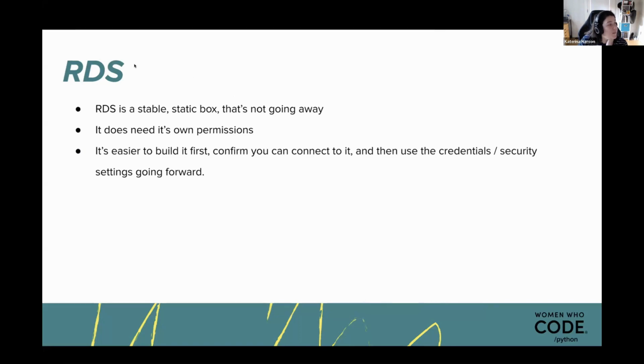RDS is the database. It's a stable static box. It's not going away. You don't have to worry about it like EC2, which is very ephemeral. Your RDS, you want it to stay around. It does need its own permissions, and it's easier to build your database first, confirm that you can connect to it, and then use secure credentials and security settings going forward for your box to connect to it. But that was one where I just got that piece up and running. Don't try to generate it because you're only going to do it once anyway.